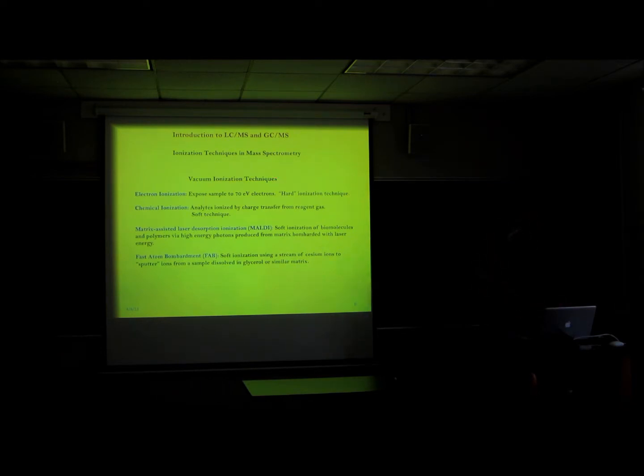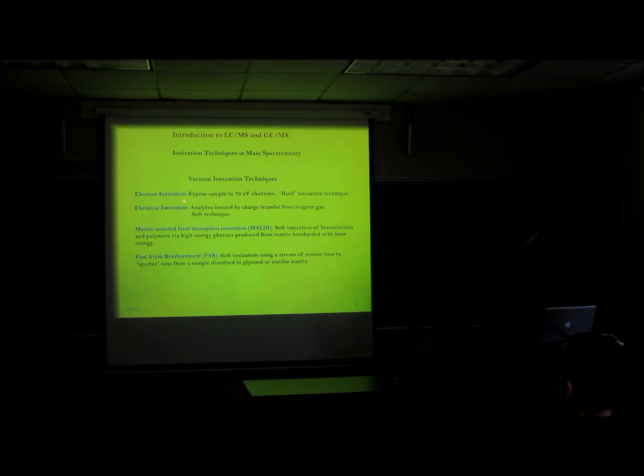powerful. The types of ionization techniques at the front end of mass specs vary widely, and they vary over the course of history. Initially, most ionization techniques for mass spectrometry were vacuum ionization techniques, meaning ions were formed in the gas phase under high vacuum. So things like electron ionization, where you're exposing your sample to 70 electron volt electrons. Very hard ionization technique. It makes the ions go into the gas phase, and it fragments them quite a bit.